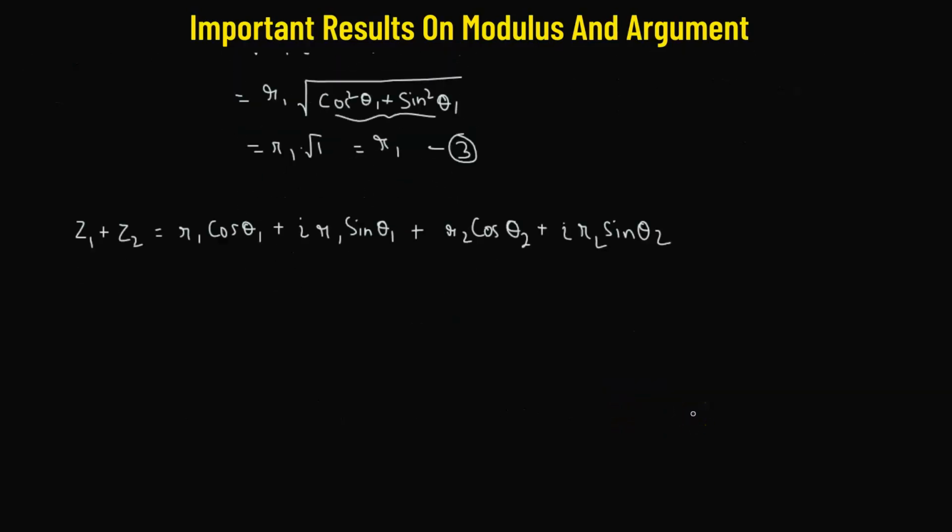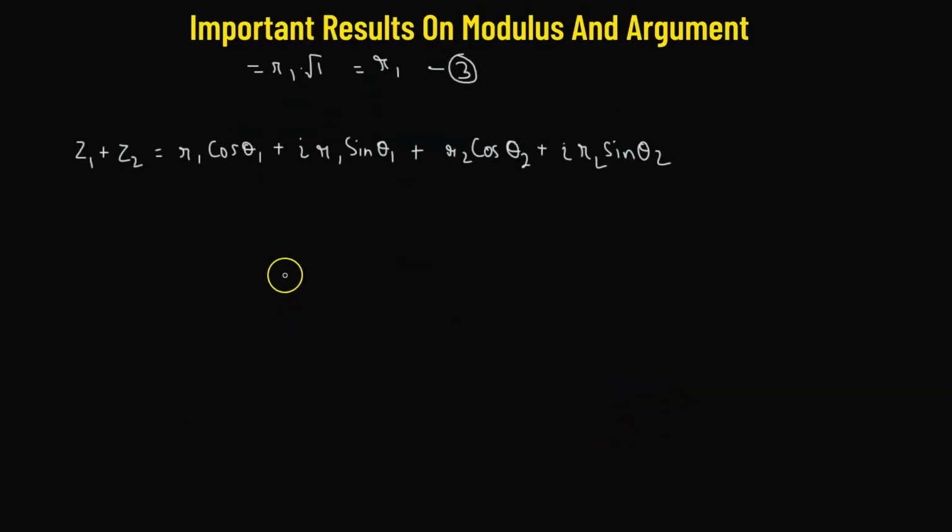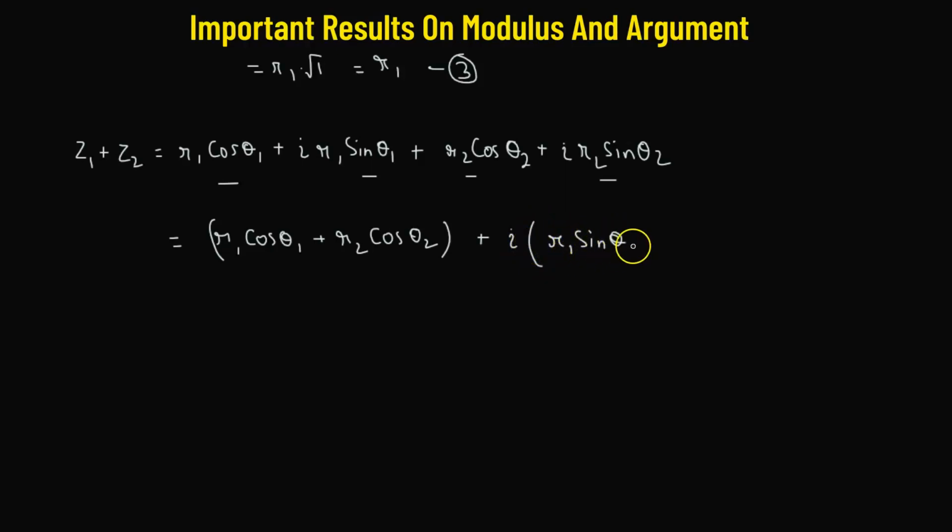Fine. So what we'll do, we will combine the like terms together. That means we'll combine the first term and the third term. So this will be r1 times cosine of theta 1 plus r2 times cosine of theta 2. This will be our real part. This will get added to the imaginary part, which is the second term and the fourth term. So we'll take iota as the common factor. So iota gets multiplied by r1 times sine theta 1 plus r2 times sine theta 2. Fine. So this is our complex number z1 plus z2.